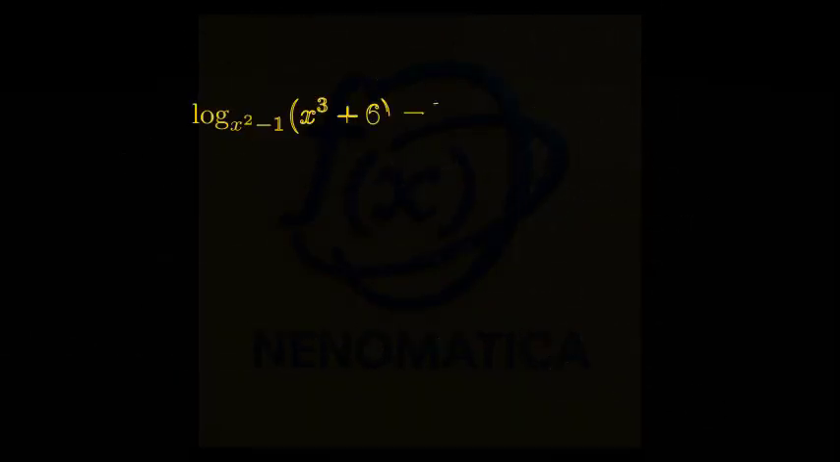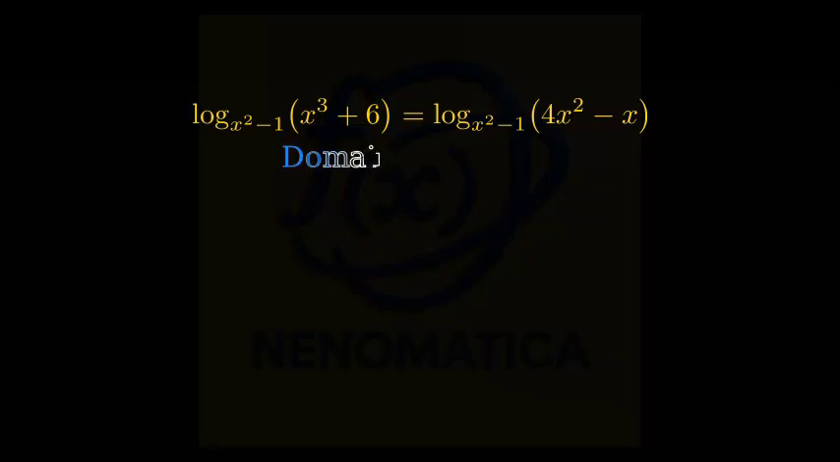In this lesson, we will solve the logarithmic equation: log base x squared minus 1 of x cubed plus 6 equals log base x squared minus 1 of 4x squared minus x. We'll move carefully. First, build the domain so the logarithms are defined, then equate the arguments, factor the cubic, and finally check solutions against the domain. Step 1 is domain.